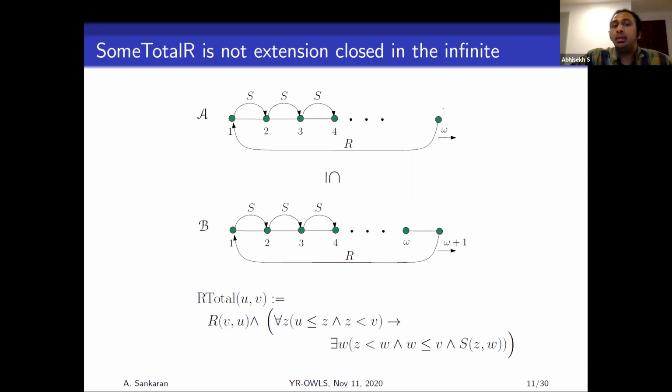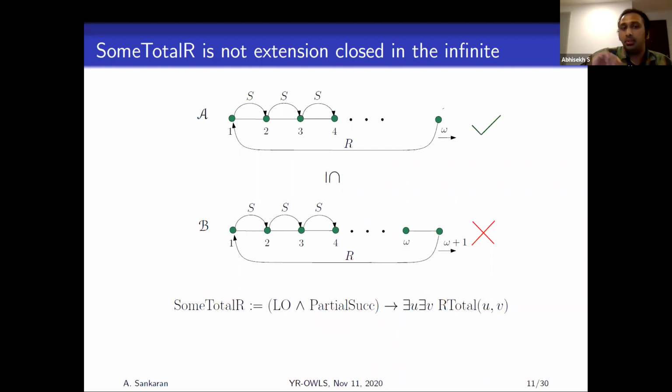So now the condition is requiring that for any point before omega plus 1, you can go via an S edge to another point. While that is true of all the finite points, when you come to omega, you have no S edge to go further. Okay. And therefore, because of this, R total is not satisfied in B. But the precondition is that some total R is true in A, but not true in B, despite B being an extension of A. So some total R is not extension closed in the infinite.